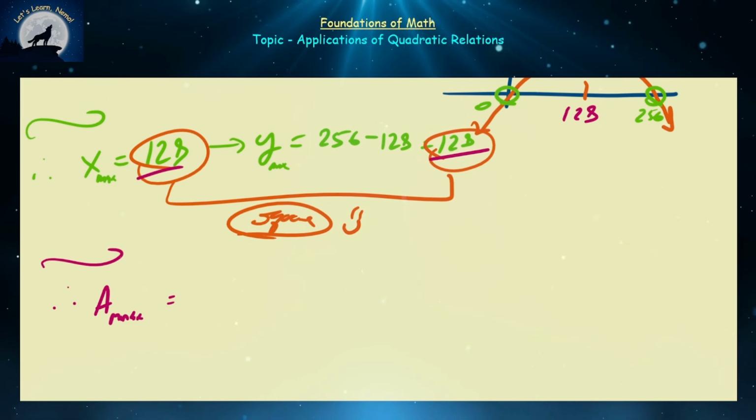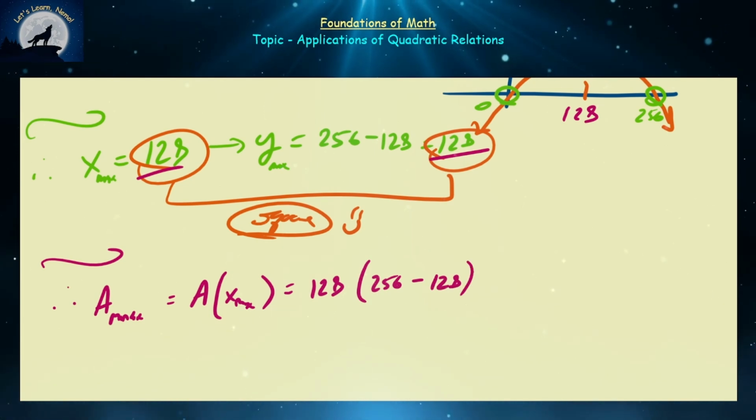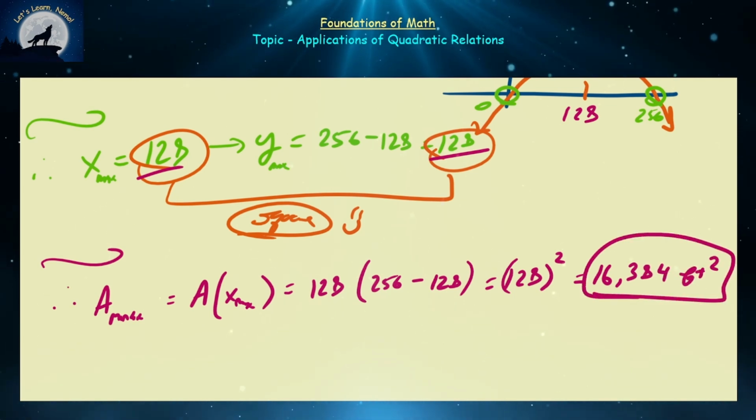Well, it's going to be the area function evaluated at the x-coordinate for the maximum, which is equal to 128 times 256 minus 128, or 128 in disguise, which is just 128 squared, which is going to be equal to, I think, 16,384 square feet. So that is the maximum area that you can generate from 512 feet of fencing, which of course is going to be generated by a square.